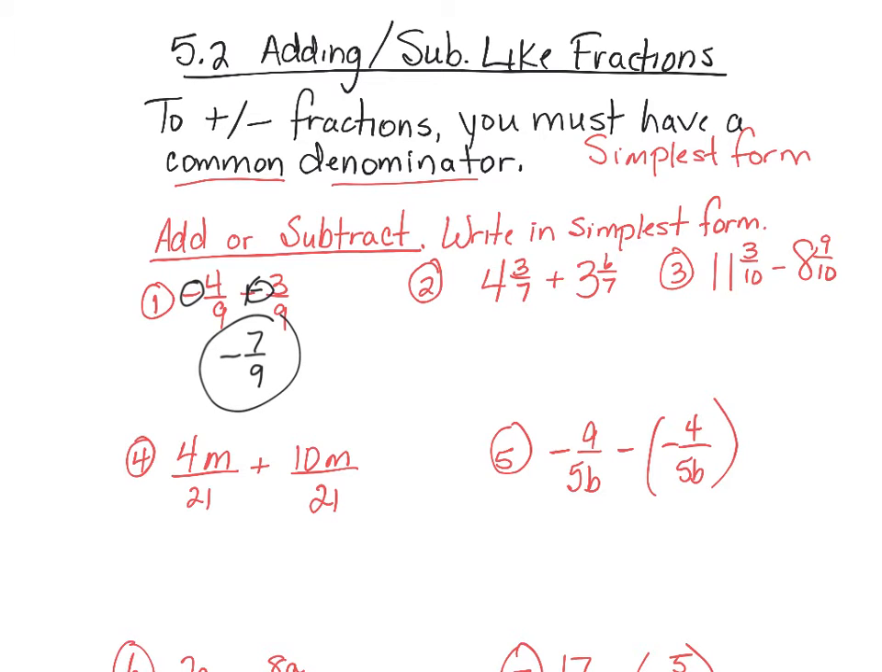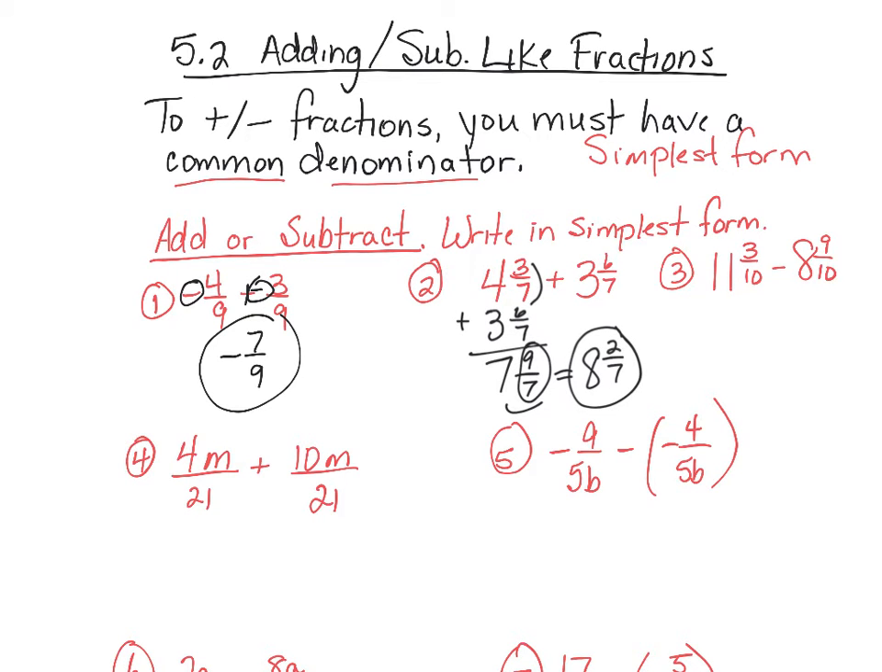Look at number 2. It's just 2 positives, so I'm going to add the whole numbers. I'm going to line these up, and I get 6 plus 3 is 9/7, and 4 plus 3 is 7. But that doesn't look right, does it? This is more than 1, so we bump the 7 up to an 8, and when we subtract 7/7 off, we have 2/7 left.